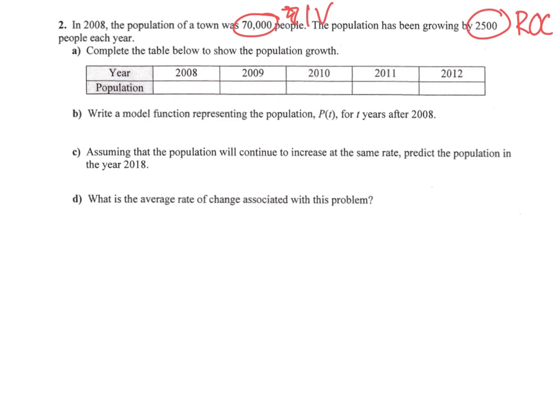Now, complete the table below to show the population growth. In 2008, I had 70,000 people. 2009, how many people did I have? 72,500. 2010, 75,000. Then 77,500. And then 80,000.